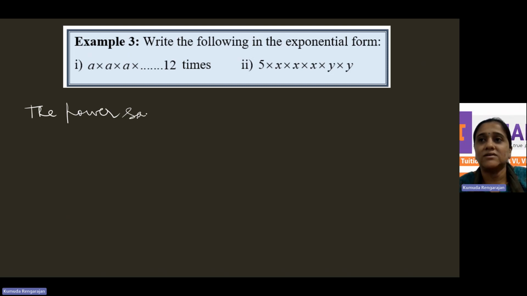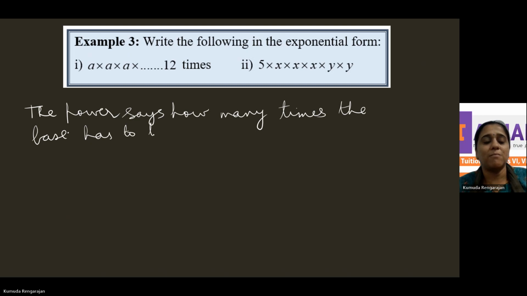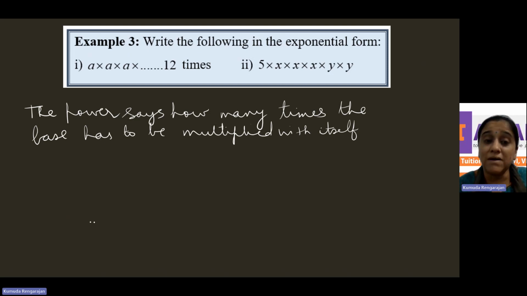The power says, look at the board, children. The power says how many times the base has to be multiplied with itself. That's the rule. Now, if we say 2 to the power 7, what is the power?